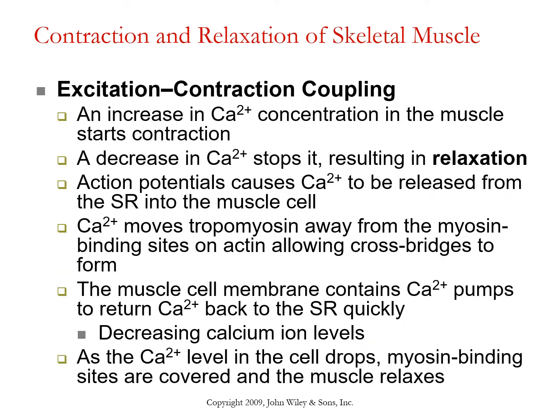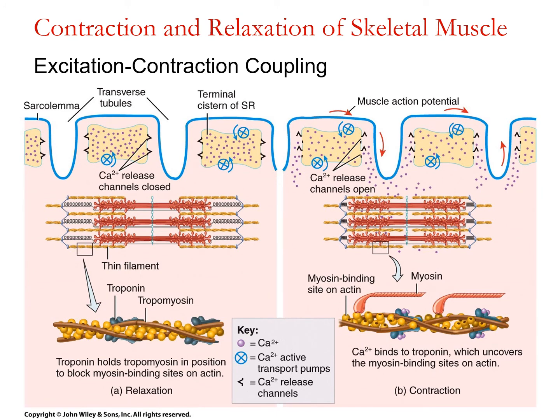All right, let's put some of these concepts together. We're almost there. All right, excitation contraction coupling. Let's look at how the electrical impulses that initiate contraction lead to the events of the contraction cycle. In a relaxed muscle, which is depicted on the left, the calcium inside the muscle cells is sequestered or stored within the sarcoplasmic reticulum, and the channels for calcium are closed. So there's no free calcium in the sarcoplasm.